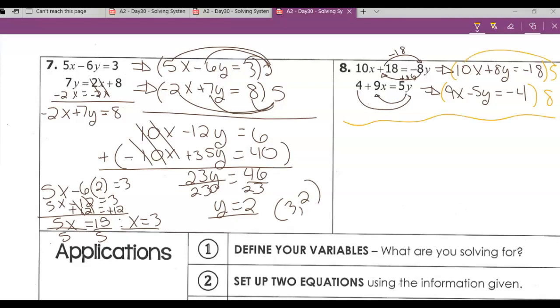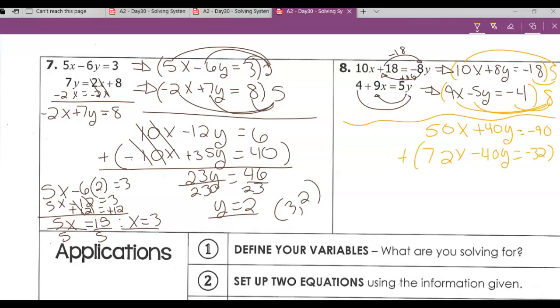5 times 10x is going to be 50x. 5 times 8y is positive 40y. 5 times negative 18 is negative 90. On the bottom, 9x times 8 is 72x. 8 times negative 5y is negative 40y. And then 8 times negative 4 is negative 32.